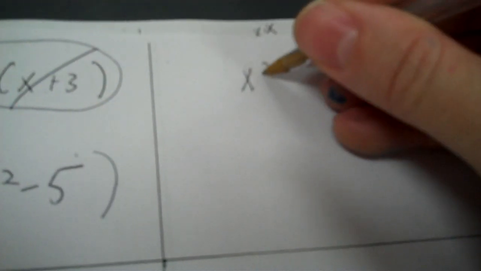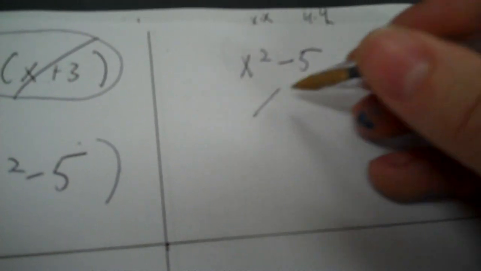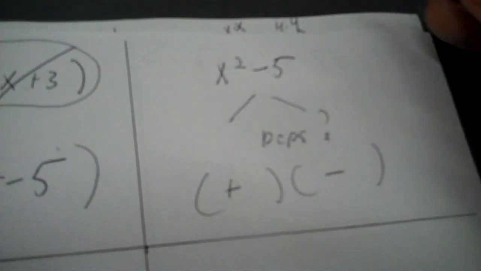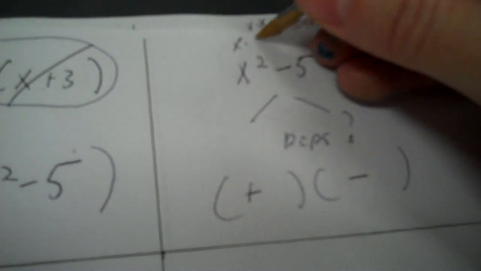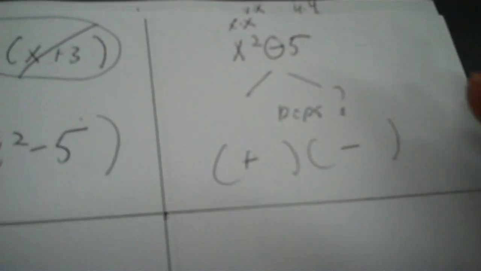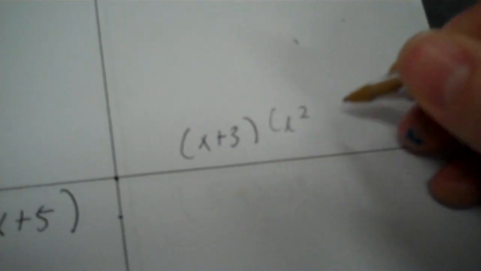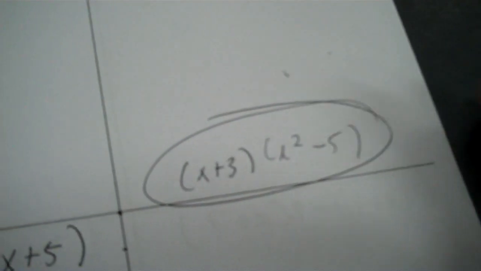Now the x plus 3 is in my answer. That can't be brought down because there's no second power on the x. But x squared minus 5, I need to check that to see if I have a difference of perfect squares. So x times x, and we got the minus, but then 5's not a perfect square. So we'll just carry that down. x to the second minus 5. Okay, next problem.